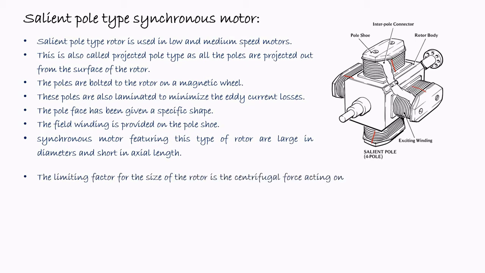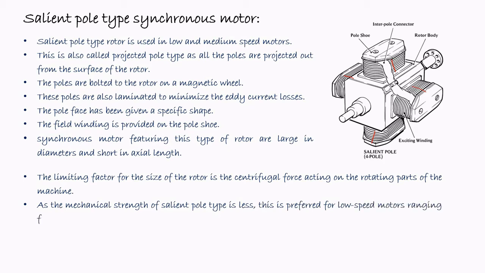The limiting factor of the size of the rotor is the centrifugal force acting on the rotating part of the machine. That means if the rotor is rotating at a high speed, then due to the centrifugal force, there may be damage in the poles. Therefore, this type of rotor is basically used for low speed applications. As the mechanical strength of the salient type pole is less, they are preferred for low speed motors ranging from 300 rpm to 50 rpm. So this is the range of speed for which the salient type rotors are used.